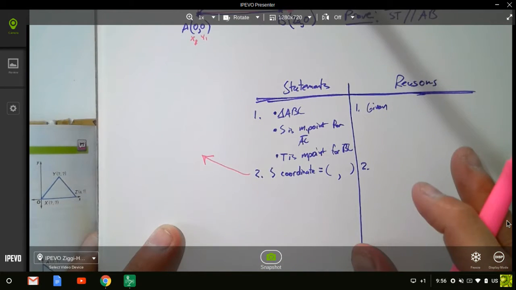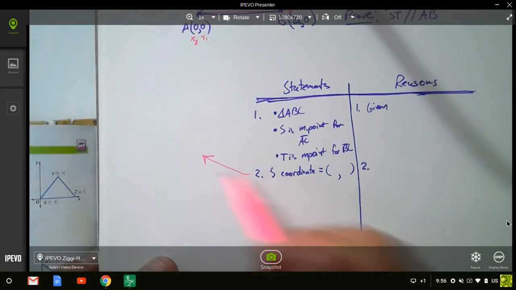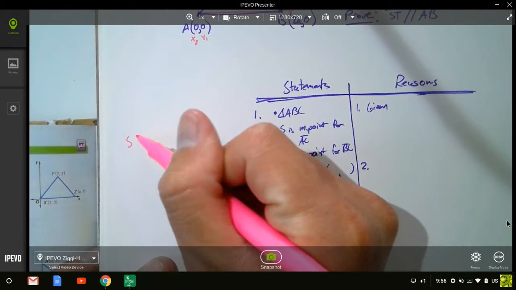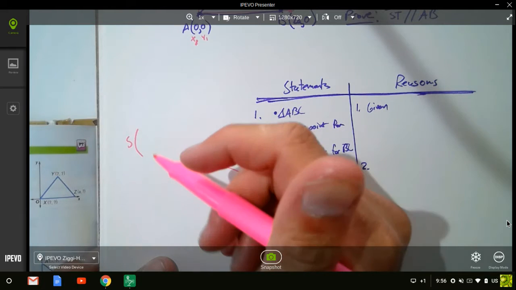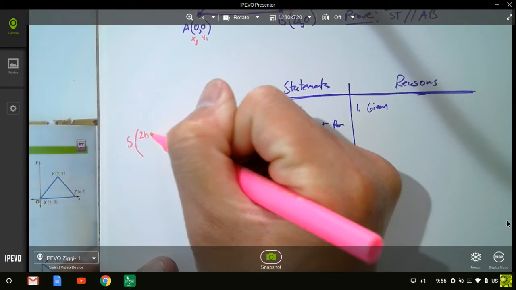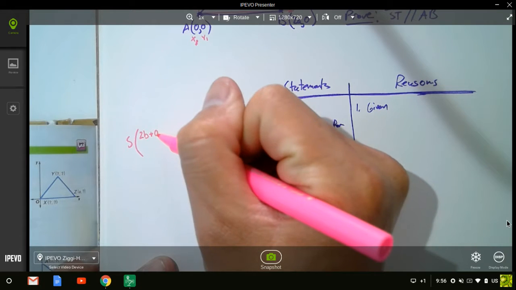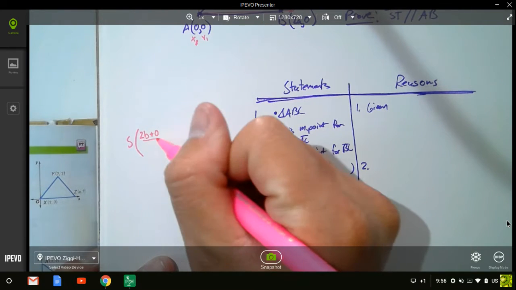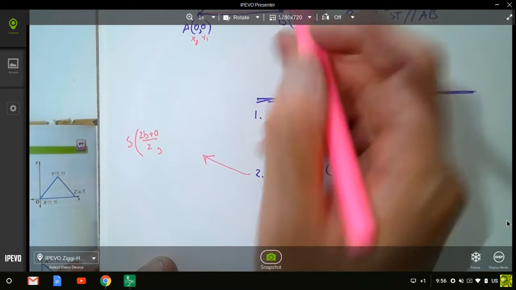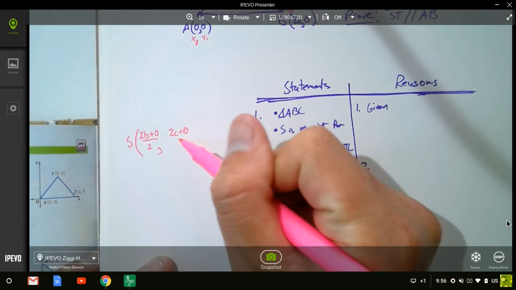So we're going to put this into the formula. We're going to say that S is going to be equal to, I'm going to start plugging in right away, 2b, which is x2, plus the first x, x1, which is 0, divided by 2, comma. Up here will be 2c plus 0 divided by 2.